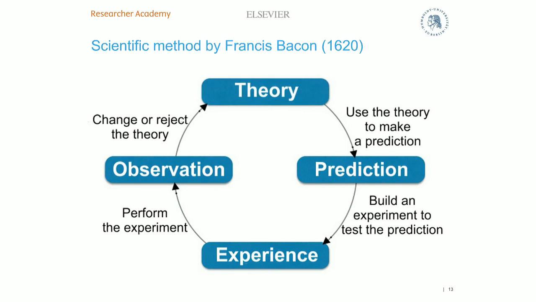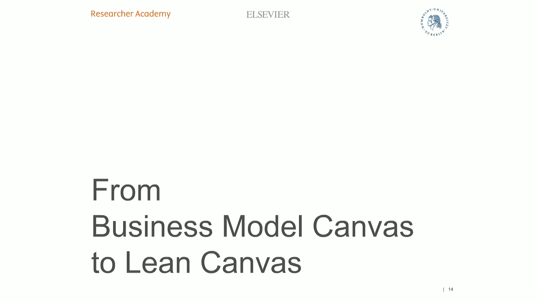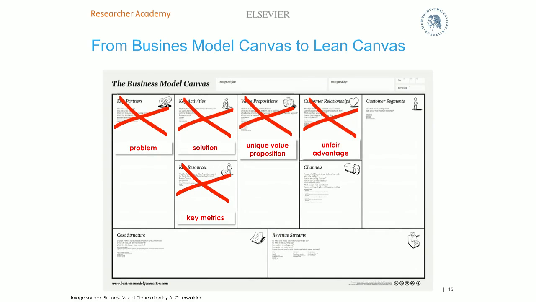Now, if you have understood the basic principles of the lean startup approach, I want to take a look at a different method which is going to be helpful to implement the approach. I will show you how you come from the classical business model canvas to the lean canvas, because there's a canvas here as well. And there are some changes to the business model canvas.